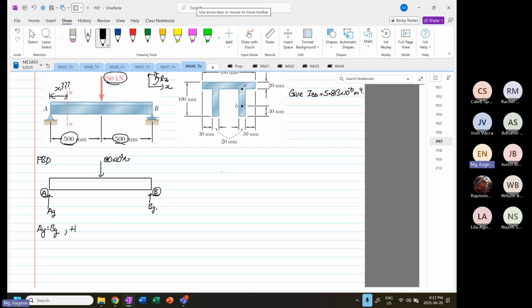Then we do static analysis, summation of forces in the y direction is equal to 0. So AY plus BY minus 180 times 10 to the power 3 is equal to 0. Since AY is equal to BY, 2AY is equal to 180 times 10 to the power 3. We have AY equal to 90 times 10 to the power 3, and this is equal to BY also. Okay, so that part is done.